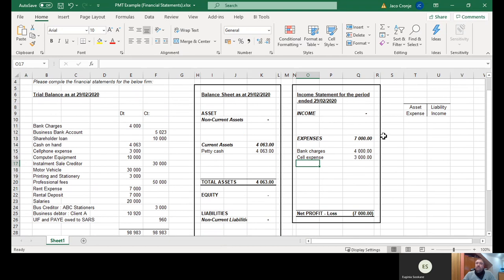Just if it's not clear enough yet, if you classify something as an asset or a liability, it goes into the balance sheet. If you classify something as either income or expense, you allocate it to the income statement.